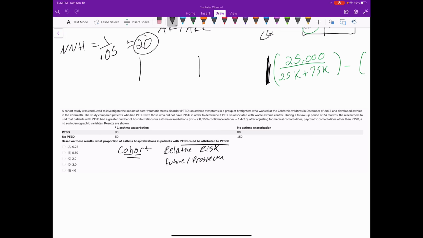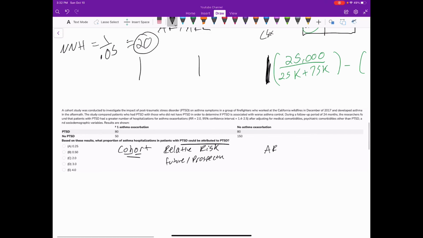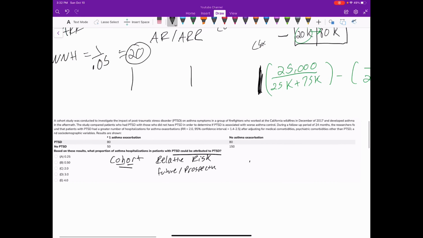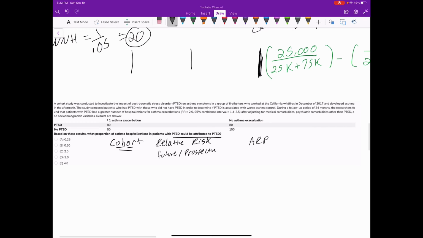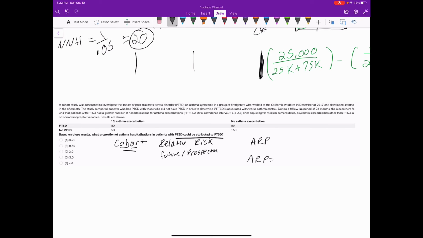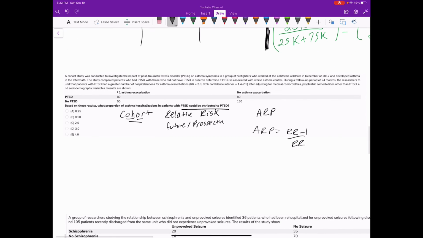They're asking us for our attributable relative risk, right? That's all we need to know. But they're really asking us for attributable relative risk percent, so our ARP technically. Okay, well, what is ARP? It's not too bad. We'll go through it. ARP equals RR minus 1 over RR. That makes sense because you're just trying to find a percent change. So how do you find a percent change? Let's go through it slow. Let's go through the tables.